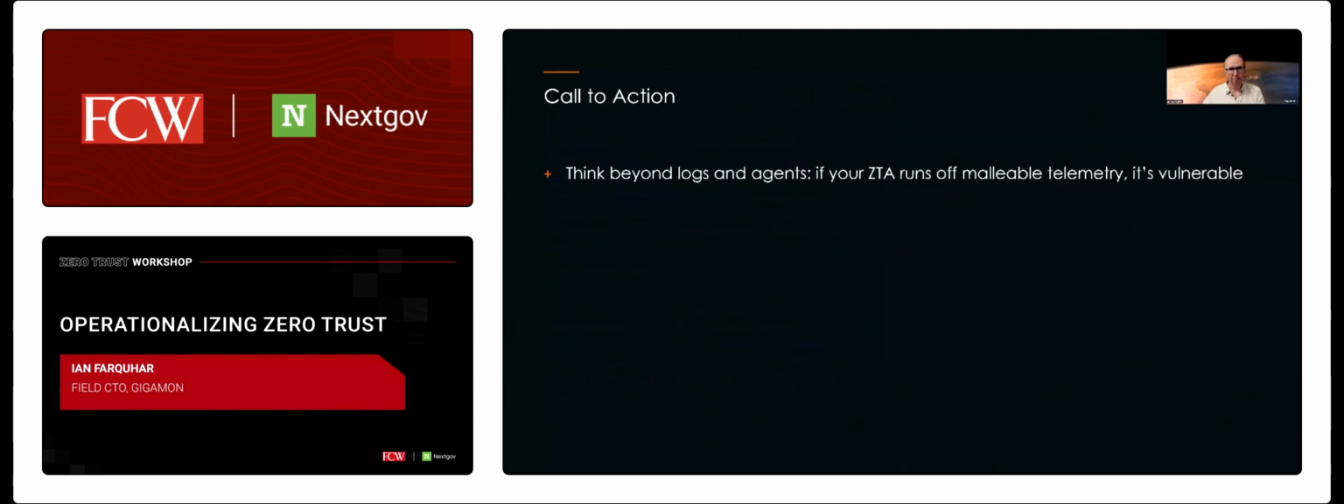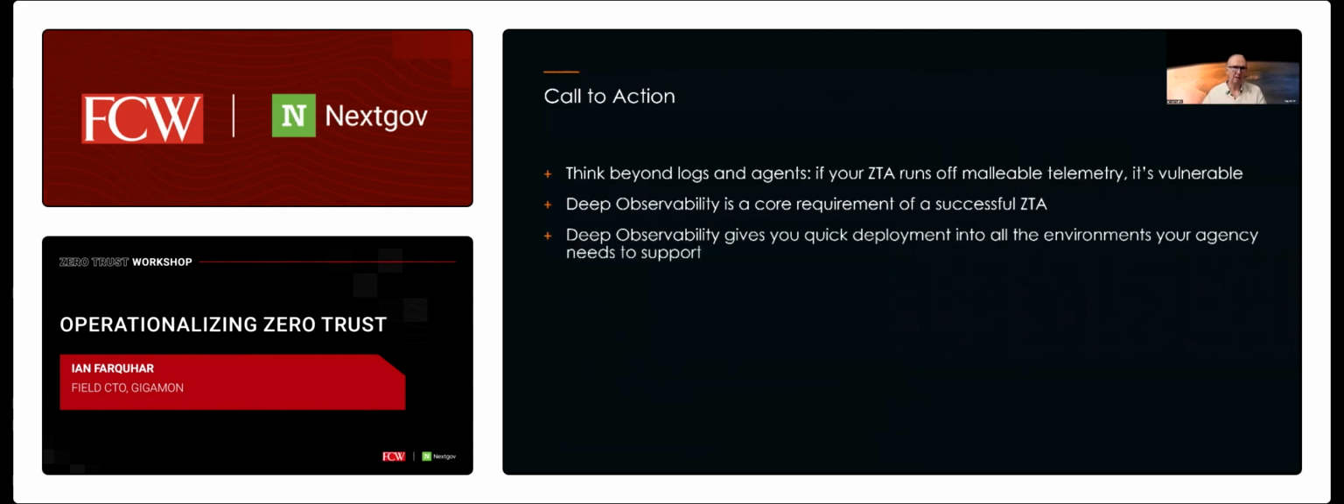So my call to action: I'm absolutely saying do logging, do agents, no argument there. But if it runs only on them, you're dealing with malleable telemetry and you will be vulnerable. Instead, add deep observability. It's a core requirement of any successful ZTA. Deep observability will give you a quick deployment across multiple environments using equipment that's already installed in multiple agencies, potentially including the one that you work for.